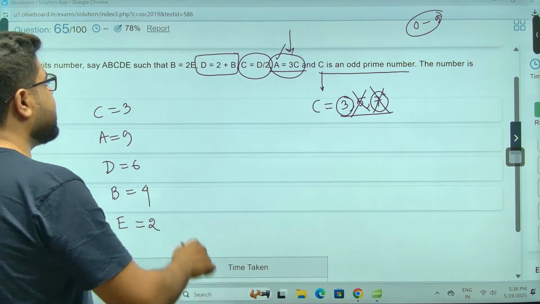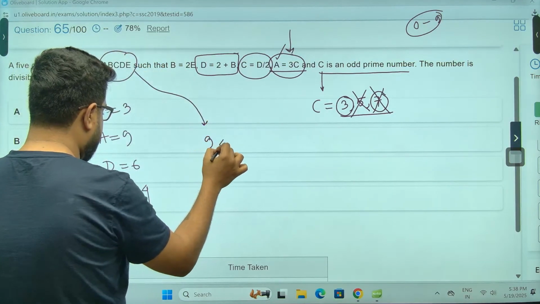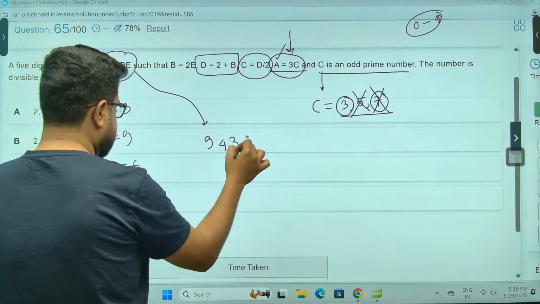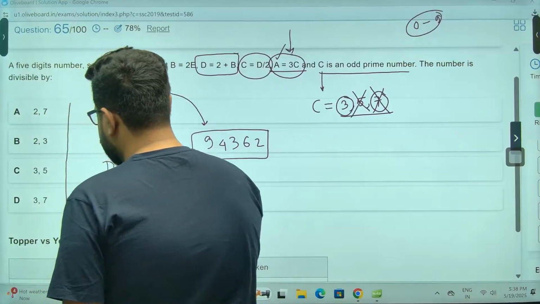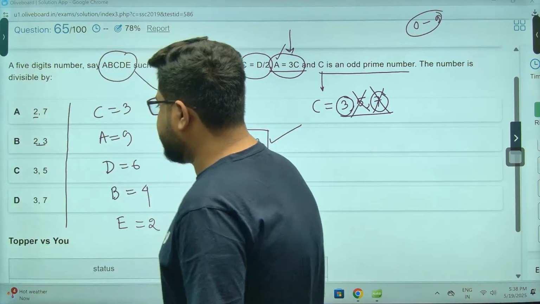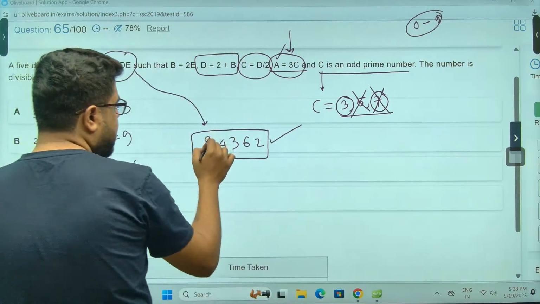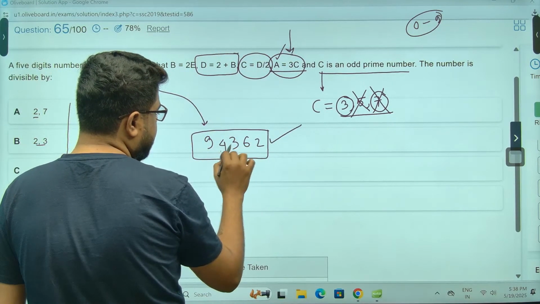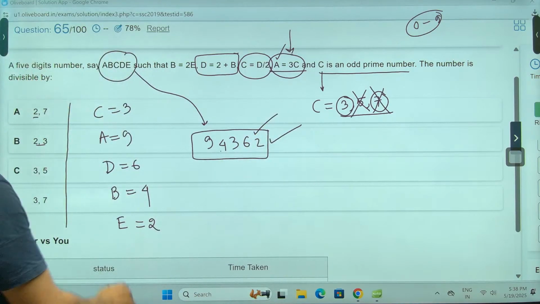Khatam. The number is ABCDE, 9 4 C 3 6 2. It is divisible by options, you see. So by 2 it is most definitely divisible. Divisible by 3, sir? 9 gone, sir. 4 plus 2, it is divisible by 3 as well. It is divisible by 2 as well as 3, sir.